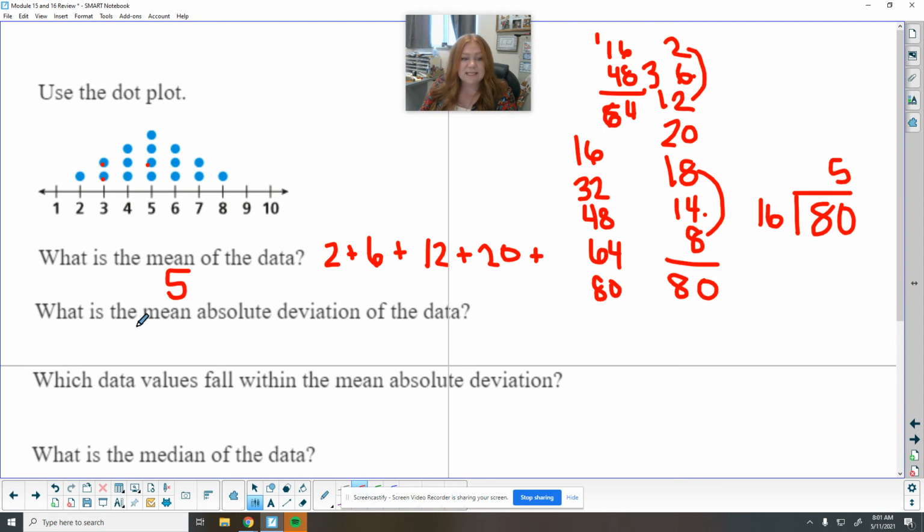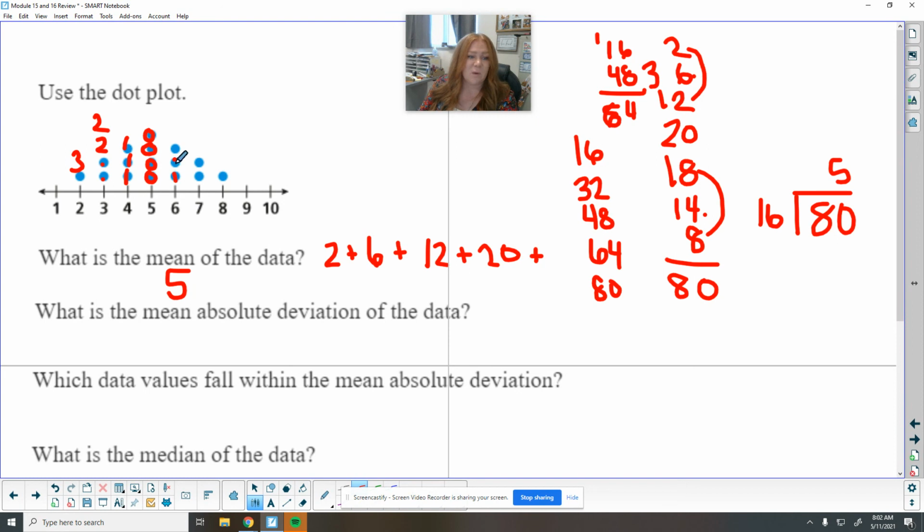So now I'm going to list out the distances. So to get from 2 to 5 is 3. To get from 3 to 5 is 2, but I have 2 of those, right? Each dot is 2 away. To get from 4 is 1, 1, 1. And then all of these are 0 because they are the mean.